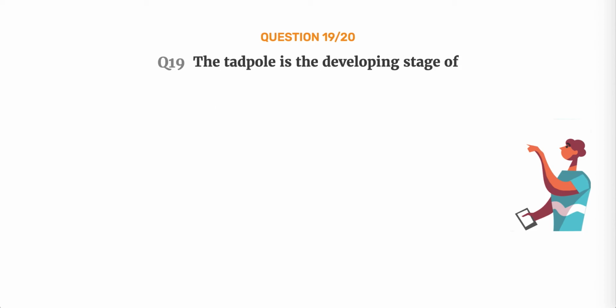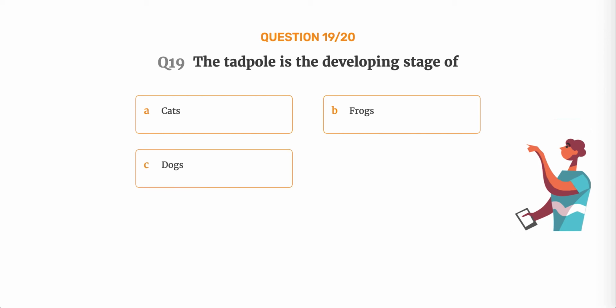Question number 19. The tadpole is the developing stage of _. Option A, cats. Option B, frogs. Option C, dogs. Option D, humans.